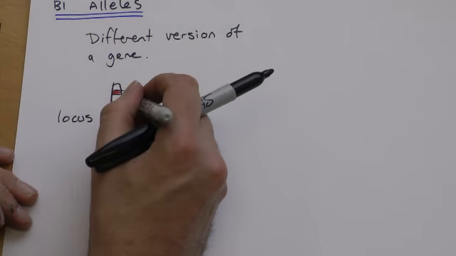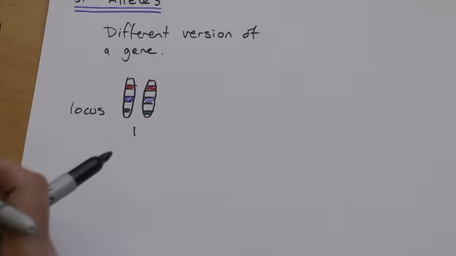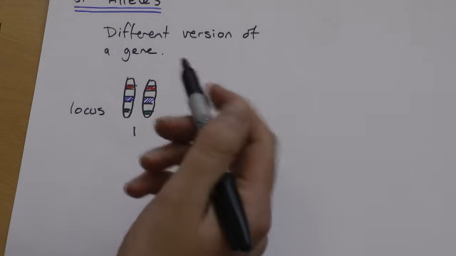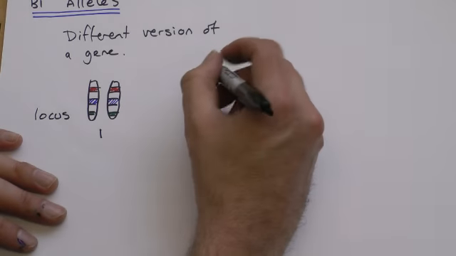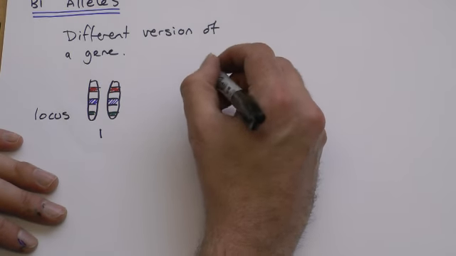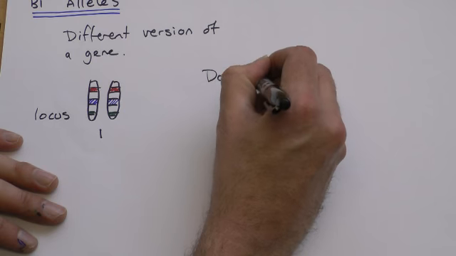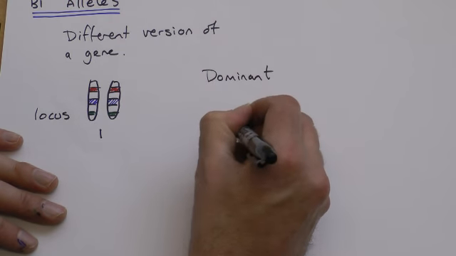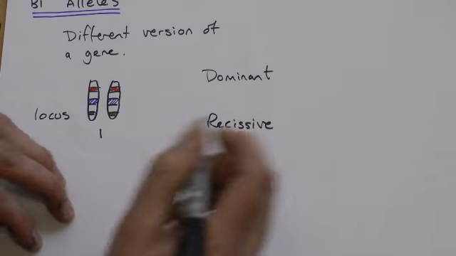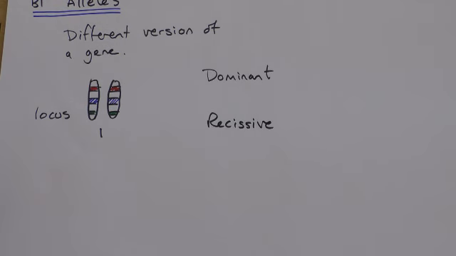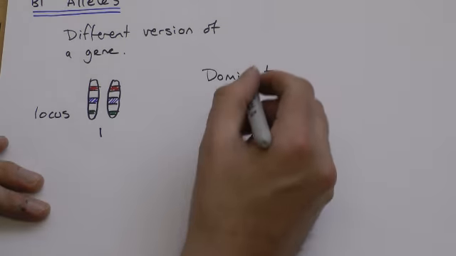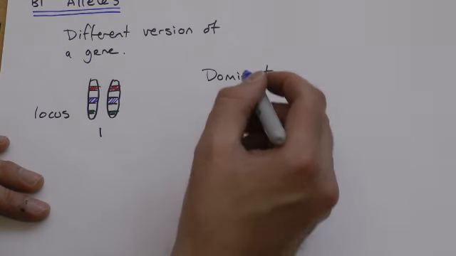Now it's possible to get different versions of that gene. For example, it's possible to get a version of that gene that allows you to roll your tongue and a version of the gene that doesn't. This is where we get into dominant and recessive. If you get the version of the gene, or the allele, for being able to roll your tongue, we would say that that allele is dominant.